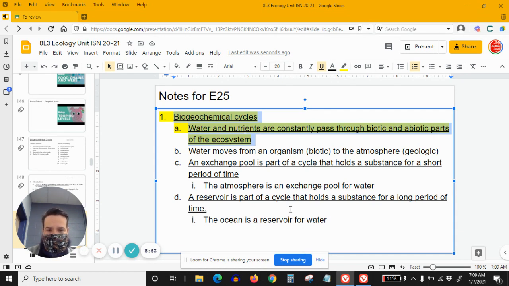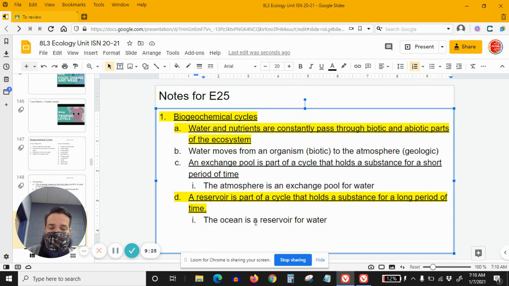So let's see here. An exchange pool holds part of the cycle for a short time. So the atmosphere is an exchange pool. I don't think we really need to know that one. A reservoir is a part of the cycle that holds a substance for a long period of time. That one I do want you to know. The ocean is a reservoir for water.